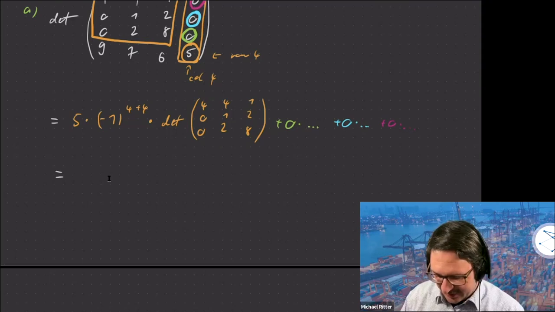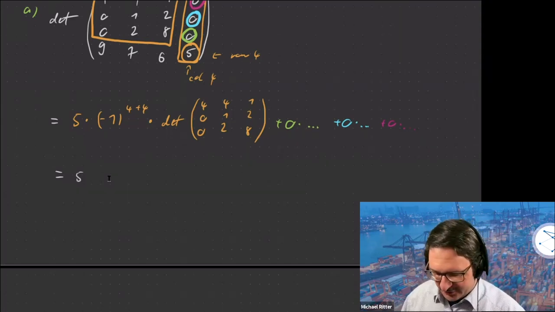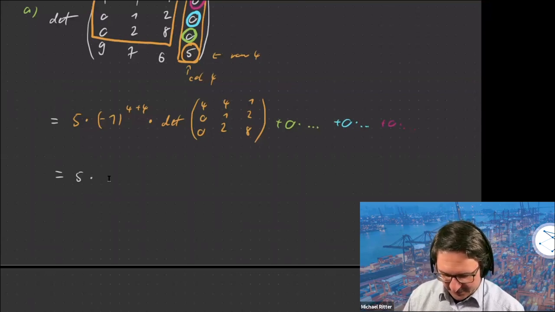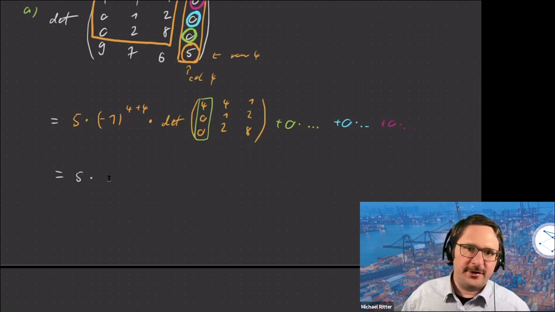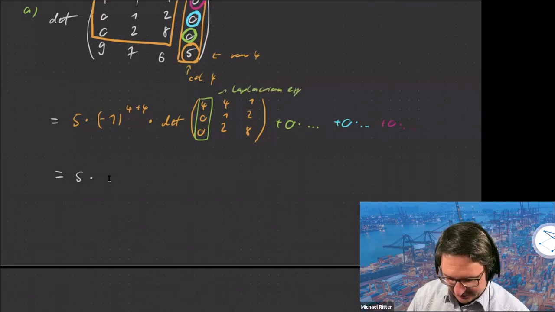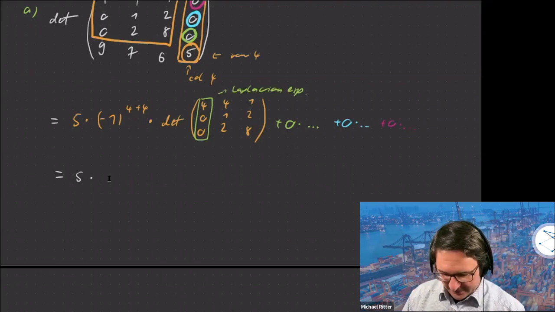So in this case, we have 5 times minus 1 to the power of 8, which is plus 1. So we can just disregard this one. And then we have this determinant here. And again, if you look closely, you'll see that there is one column, this one here, that has only one non-zero entry. So we'll again do Laplacian expansion, this time with respect to the first column.